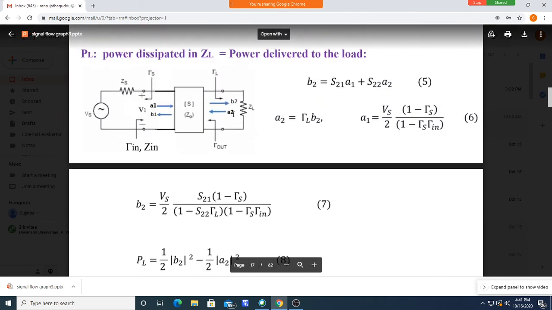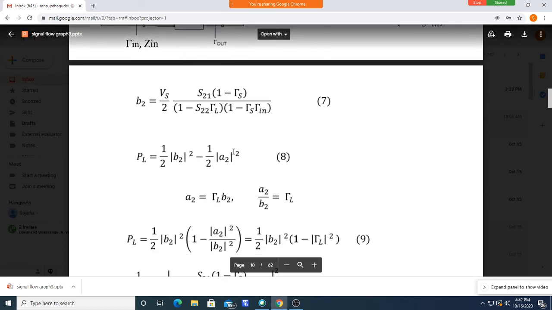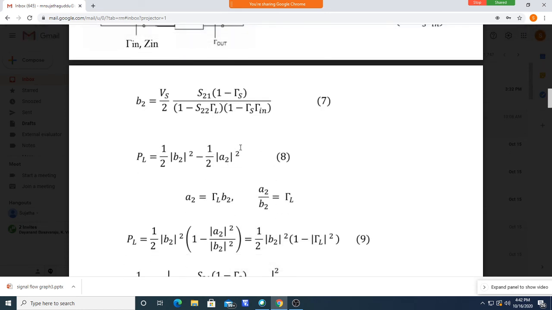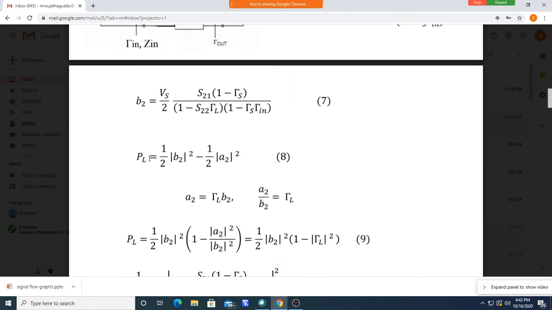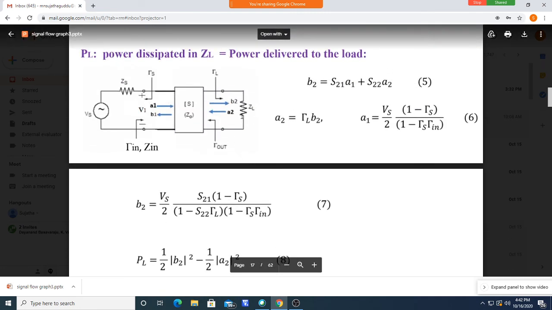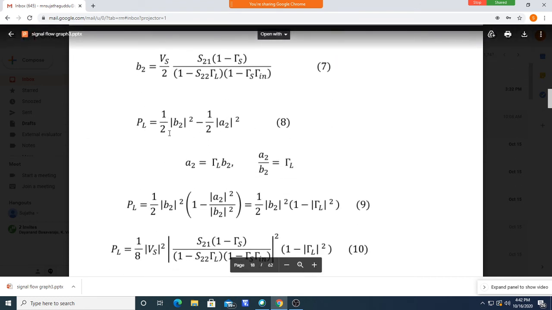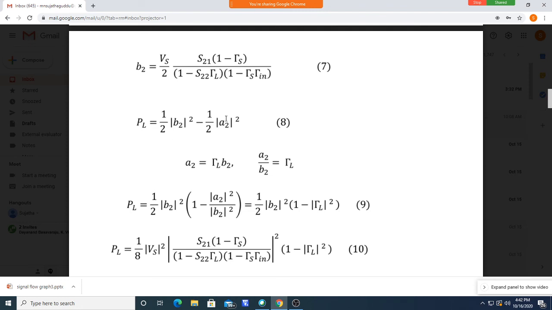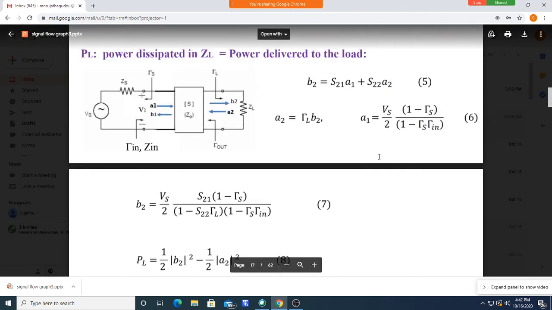Minus the power going out as a reflection. That is the power in A2, which is half of the magnitude square of A2. Okay, you will be getting the actual power delivered to the load, ZL. So the actual power delivered to the load is this PL.